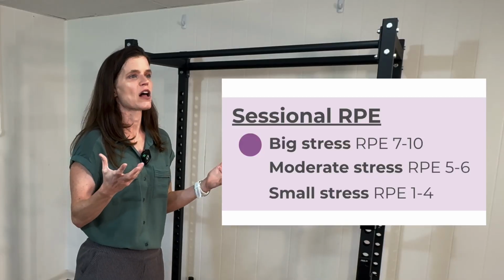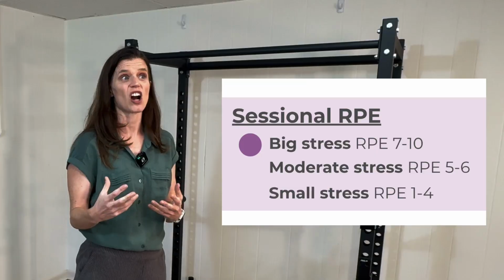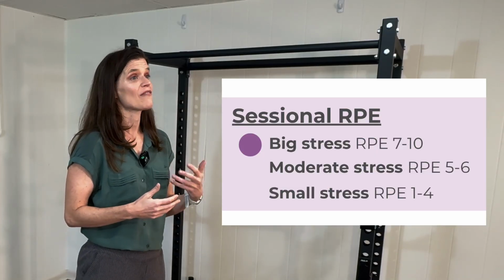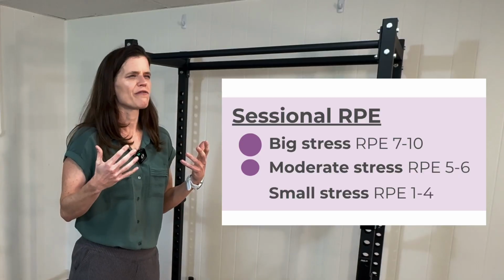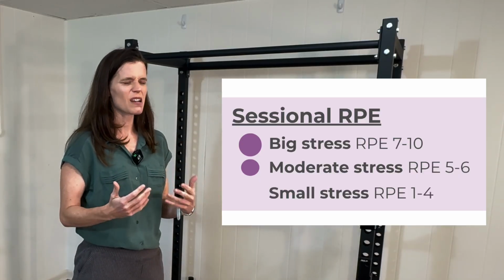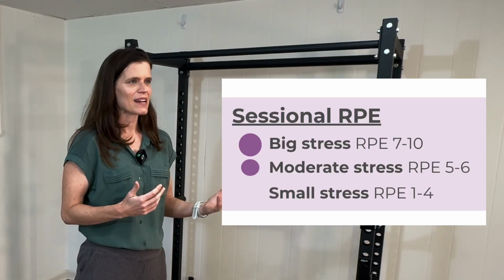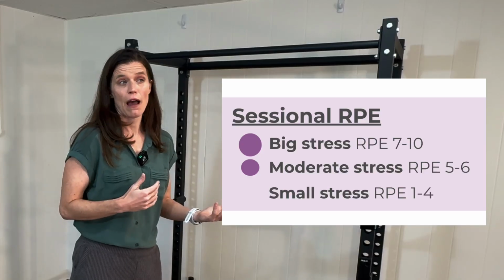If the session felt like it was a big stress, it was hard, we would use an RPE of 7, 8, 9, or 10, 10 being maximally hard. If the workout felt like it was more of a moderate stress, somewhere in the middle, not maximal, not easy, we could give it a 5 or a 6.